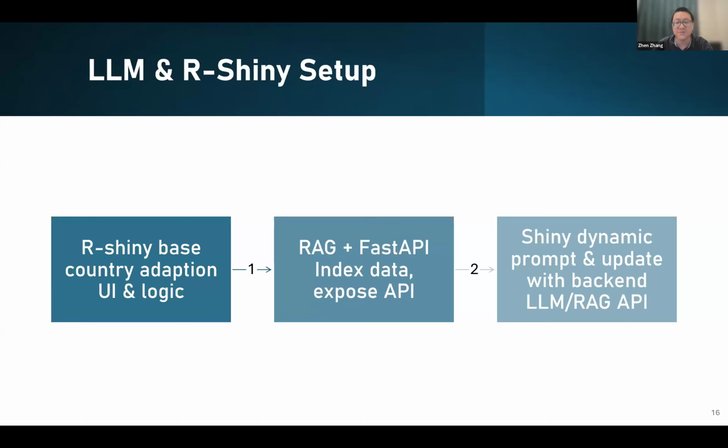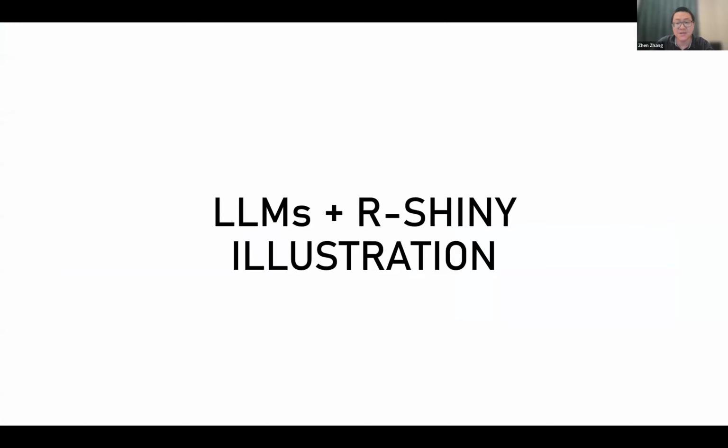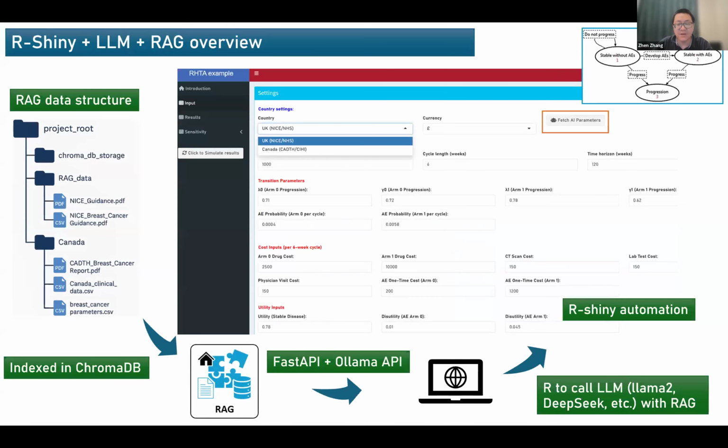And the final step would be to use R-Shiny dynamically. Everything will be a very simple user interface, right? So, one-click analysis, and you have a simple drop-down menu or some buttons that allow the users to select the country and populate the model parameters by either specifying your files or leveraging AI to fetch the parameters. So that's the three steps for the large language model with R-Shiny. We'll illustrate using some examples in the next slide.